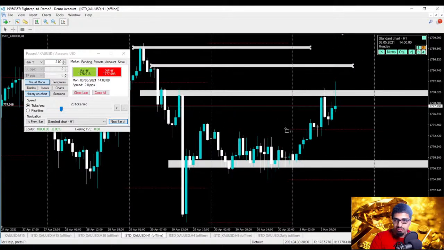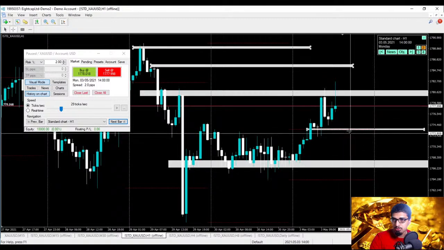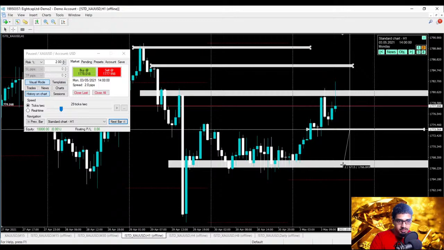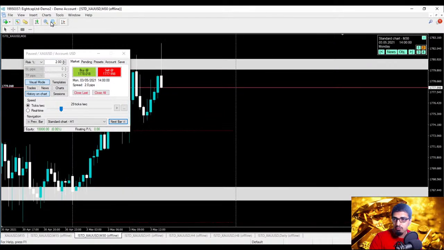For sells, I would probably look to sell below here. We have clean candles going down all the way down to this major support over here on the higher time frame. Pips, that's about 67. Pretty good, pretty good. So I'm going to clone this to the other time frames. This is the hourly time frame. This is a 30-minute time frame.